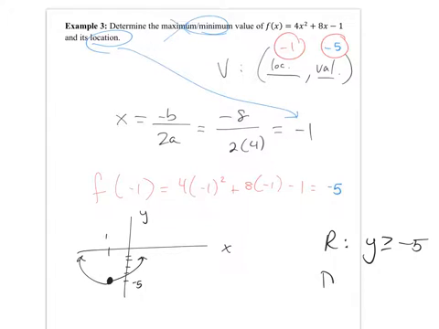What's the domain? What's the phrase we use though? All real numbers. Yeah, from negative infinity to infinity. You can't just say infinity. Okay? From negative infinity all the way to infinity is the domain. It goes on forever. All real numbers.